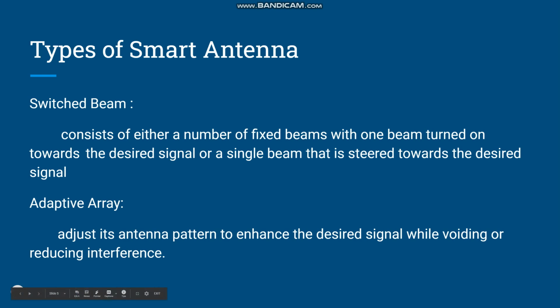Two of the main types of smart antenna include switch beam smart antennas and adaptive array smart antennas. Switch beam consists of either a number of fixed beams with one beam turned on towards the desired signal, or a single beam that is steered towards the desired signal. Adaptive array adjusts its antenna pattern to enhance the desired signal while avoiding or reducing interference.